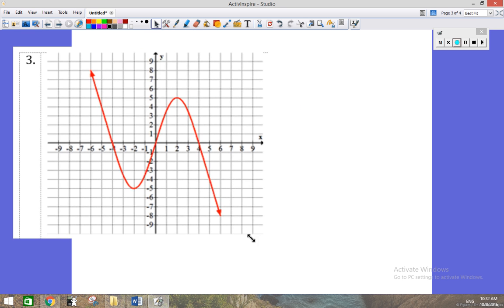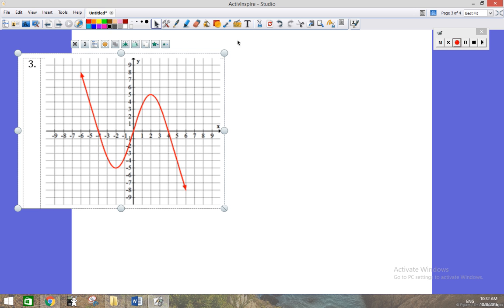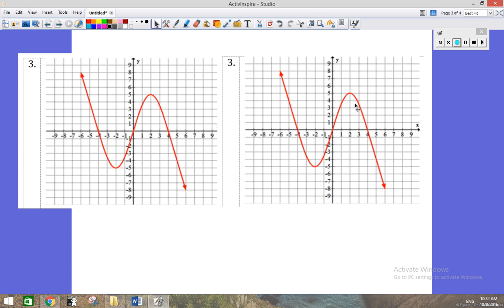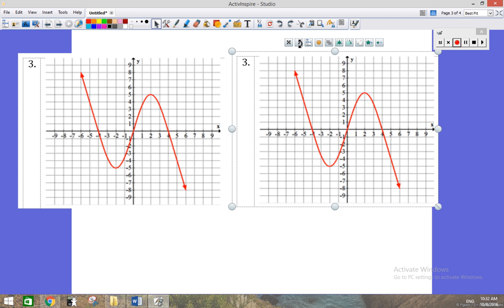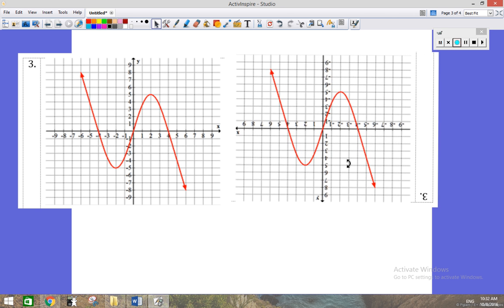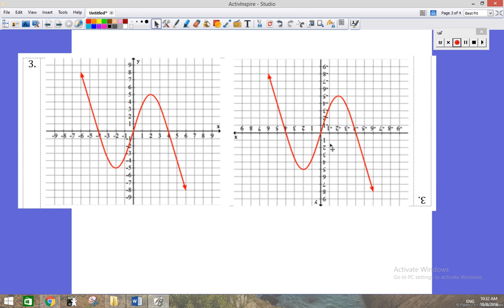And does it have symmetry with respect to the y-axis? Well, no, the left-hand side is not a mirror image of the right-hand side with respect to the y-axis. It's not an even function. Does it have symmetry with respect to the origin? And that's a rotational symmetry. If I rotate it 180 degrees, now here it looks like it is. The height above the y-axis here, 5 units, is matched below. Yeah, it has symmetry with respect to the origin. It's passing through the origin.